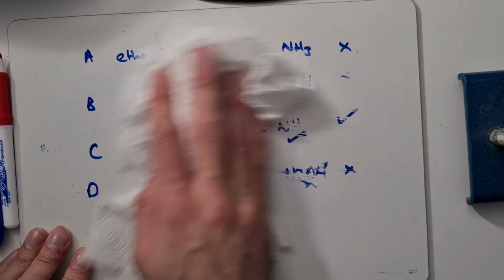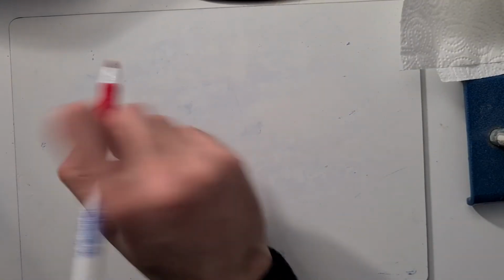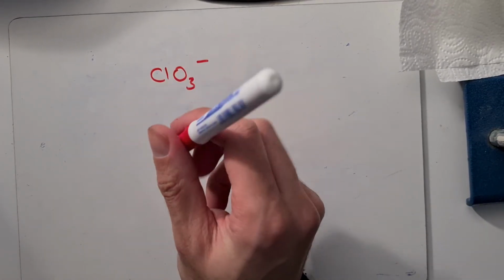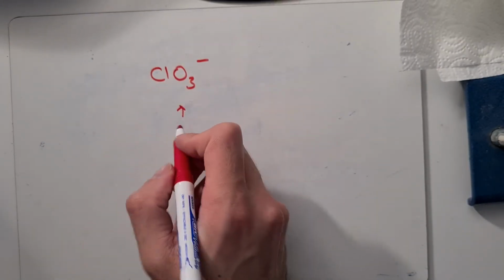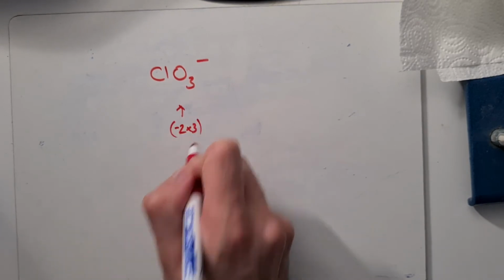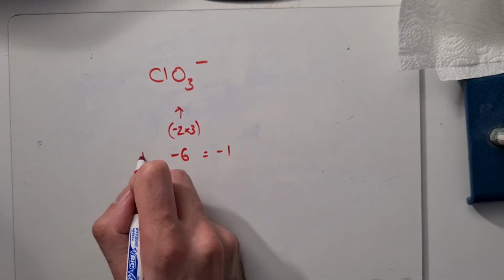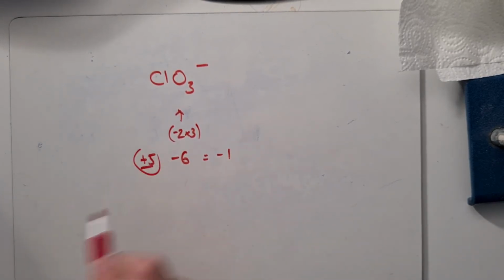For 10, which statements about oxidation states of chlorine ions are correct? So 1, ClO3- is a chlorate(I) ion. We'll have a look and check that. If each oxygen is -2, times that by 3, we've got -6. Overall, it's got to be -1, so the chlorine must be +5. So it is not a chlorate(I) ion, it's a chlorate(V) ion.